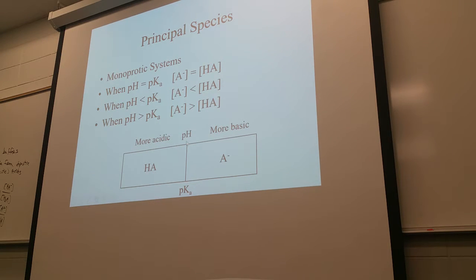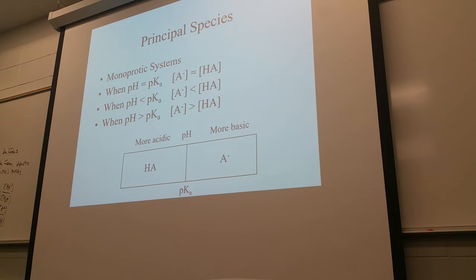So as you go a tenfold away, if this was 5 and now this was 4, you would have like 90% HA and 10% A minus. And the farther you go to the left, you get more and more HA, like 99% or 99.9%, and much less of the basic form. Some people like these visual methods of figuring out what the principal species is. I'm a little bit more fond of numbers, but we can agree to disagree on those fronts.